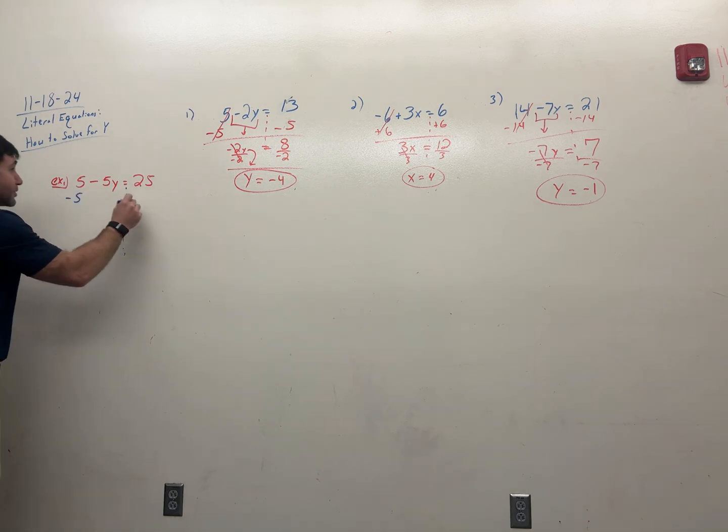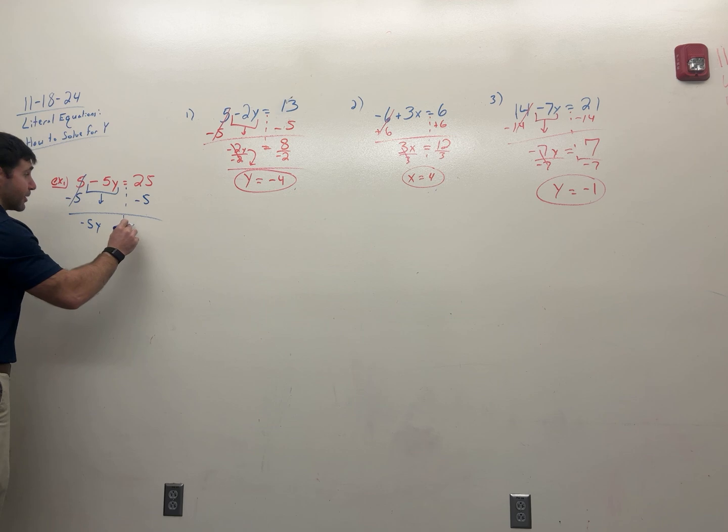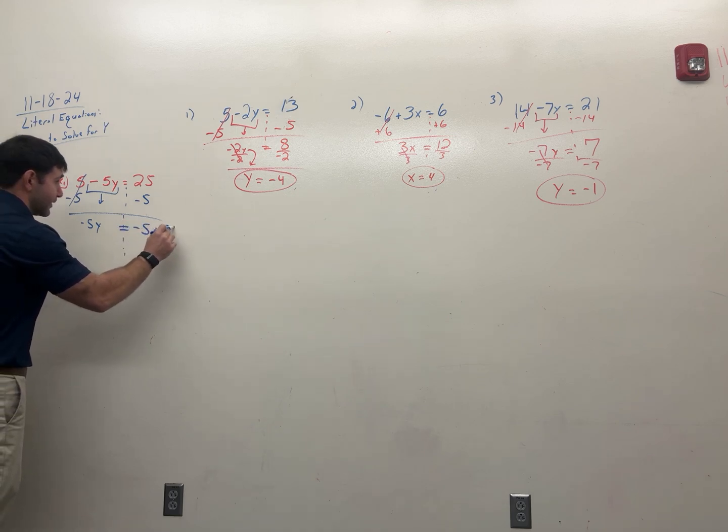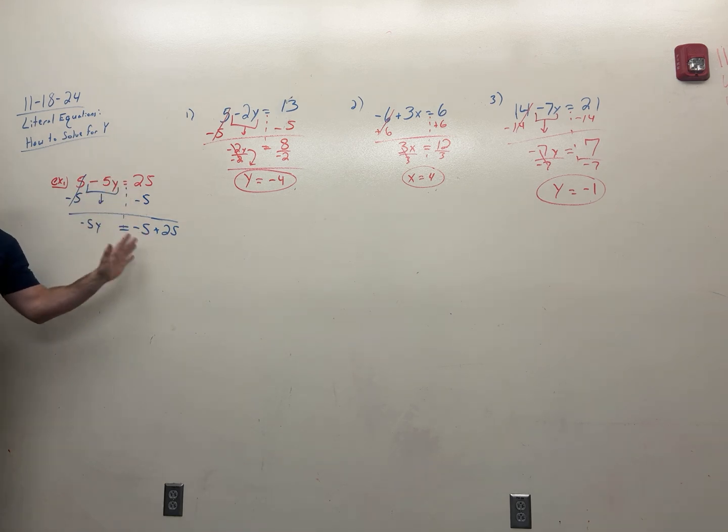Okay. So now, I'm going to do this a little bit differently. I'm going to bring negative 5y down, and I'm going to write negative 5 plus 25. Because that's really what that is, right? That's negative 5 and 25. Does everybody understand that? I'm just not combining them yet. Because watch what's going to happen.